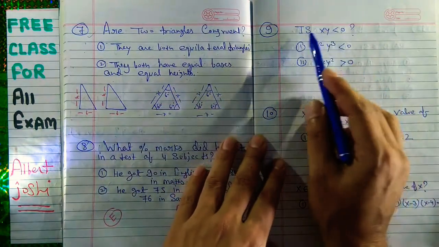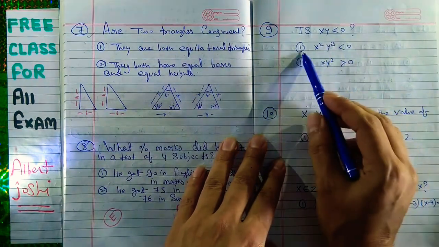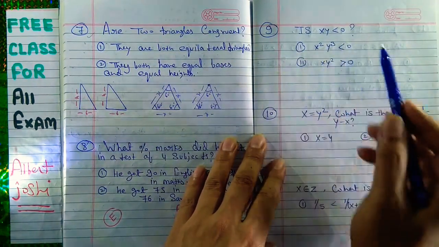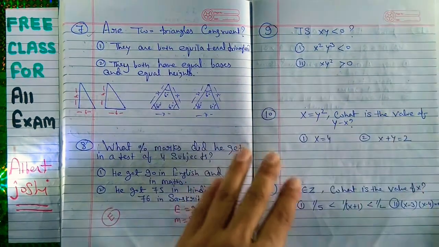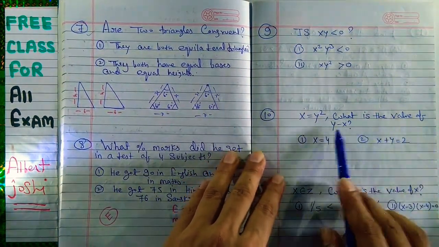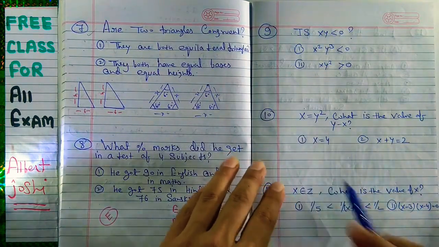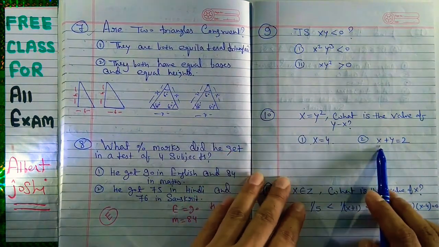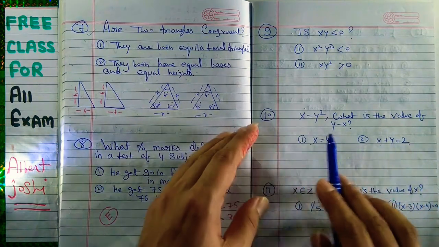So the first question is, is xy less than 0? The first statement is x square y cube is less than 0. The second is x y square is greater than 0. And question number 10: x is equal to y square. What is the value of y minus x? The first is x is equal to 4, and the second is x plus y is equal to 2. So you have to solve it.